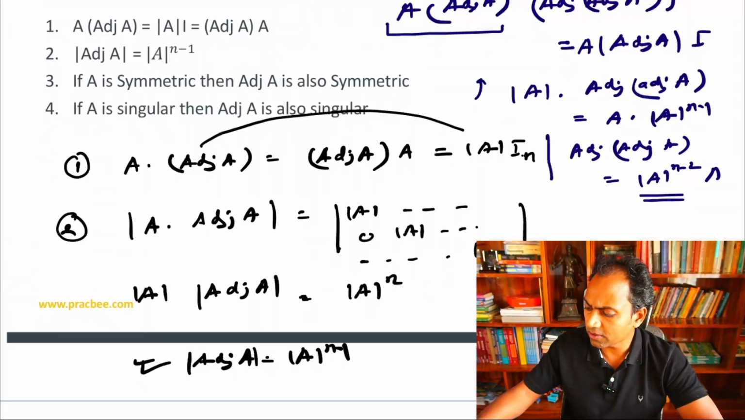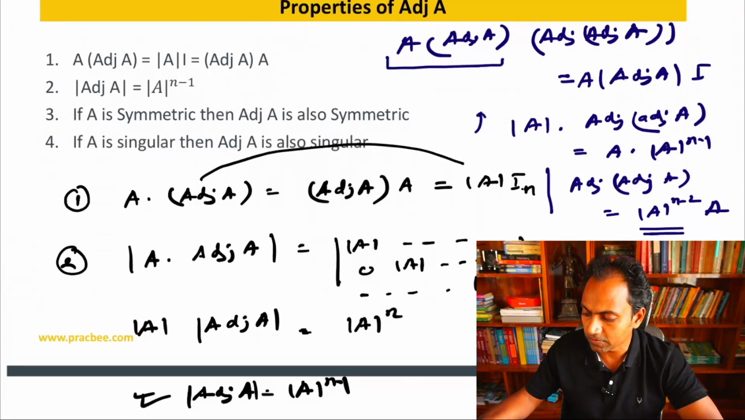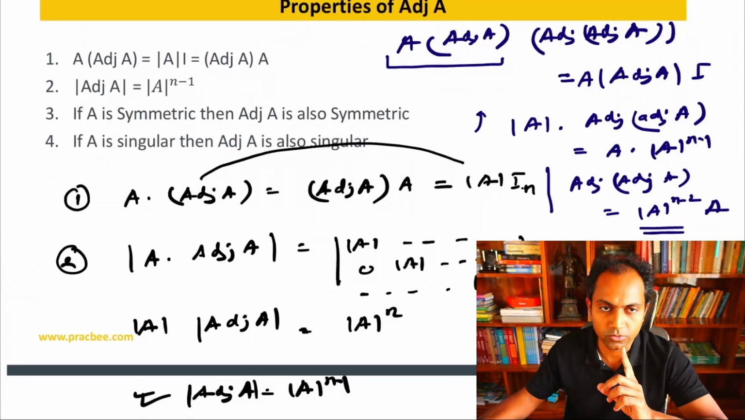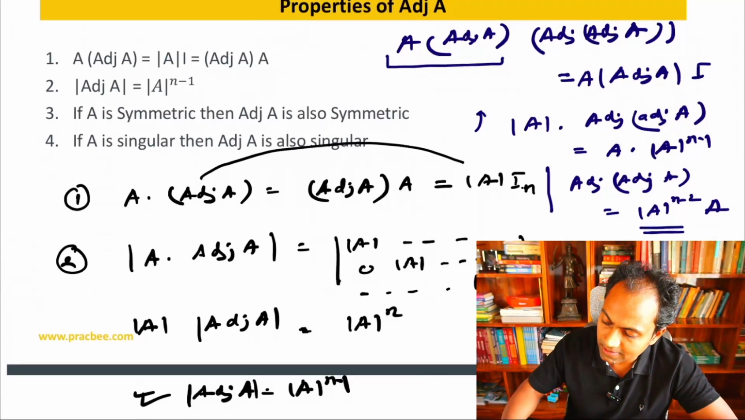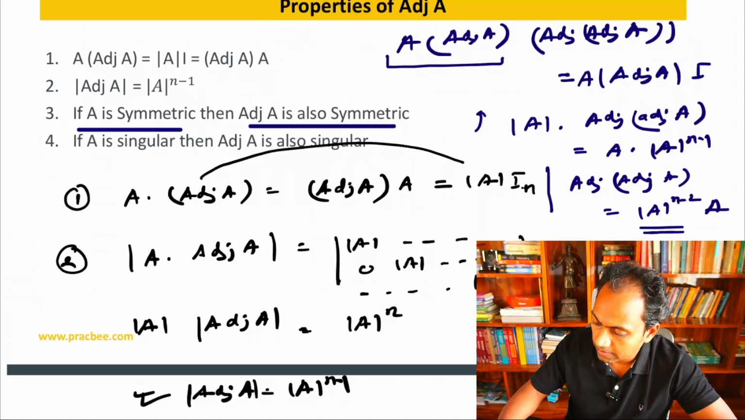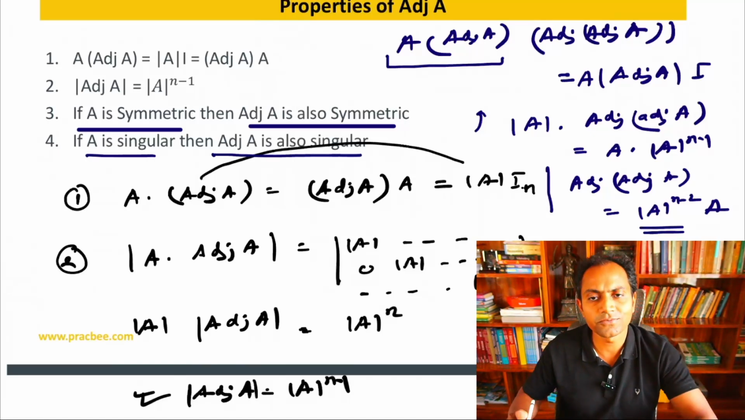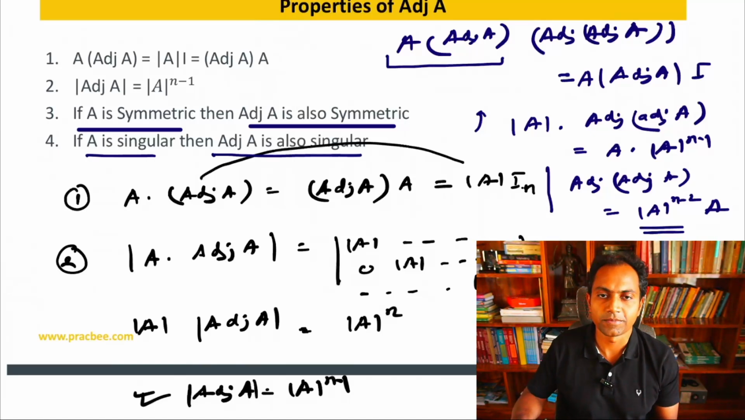So you can see that a lot of interesting results can be obtained from this first idea, and this is very important to know. Now the third idea says that if A is a symmetric matrix, then adjoint will also become symmetric, and if A is singular, then adjoint of A will also become singular. So these are the 4 important properties that we need to remember.